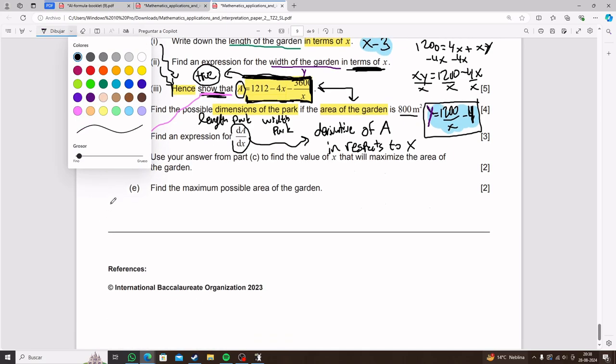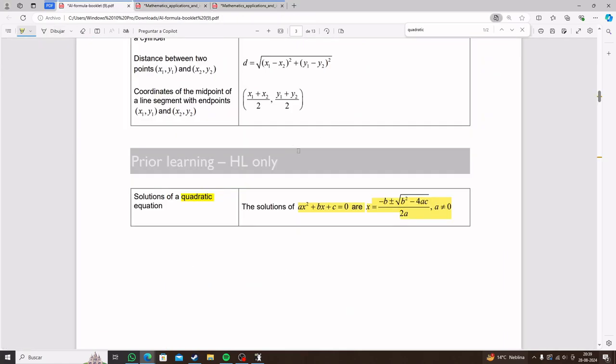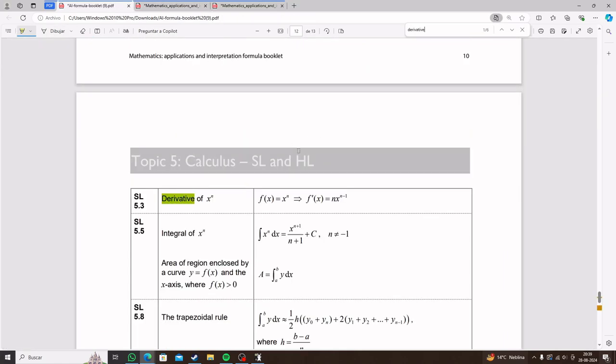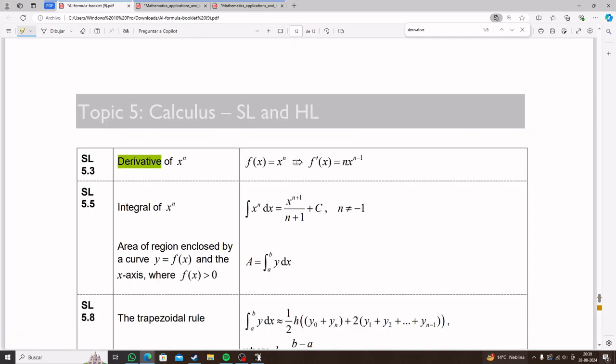¿Cierto? So that equation is, a equals 1212 minus 4x minus 3600 divided by x. ¿Dale? Now, if I go ahead and open up the formula booklet and I look up derivative, here it is, ¿cierto? So the derivative of an exponent is the classic.